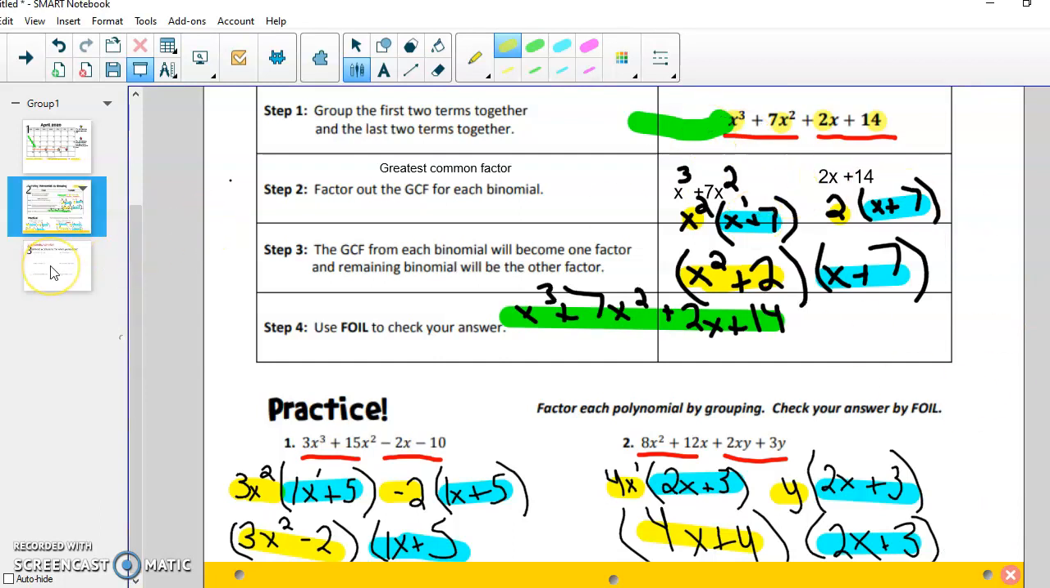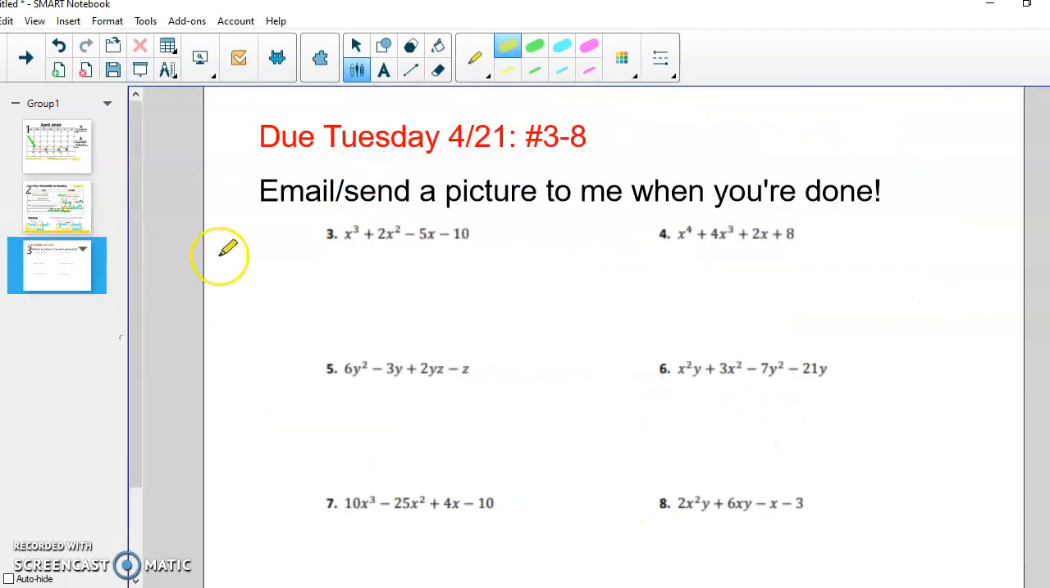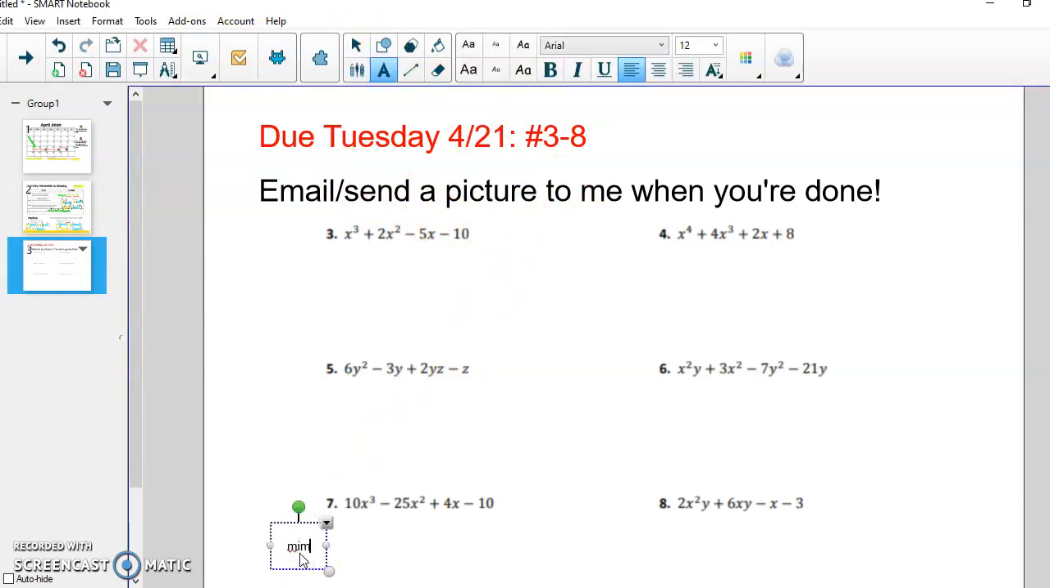So let's quickly take a look at your assignment. Your assignment that is due Tuesday, 4/21, is numbers 3 through 8. There are 6 problems, just like every assignment that we have done so far. Make sure you are emailing and sending a picture to me when you are done with these problems. My email address is at the bottom of the screen here for you if you need it. We'll make it a lot bigger so you can see it. Feel free to email or text me a picture when you're finished. I don't care which method, but we are solving these problems by grouping.